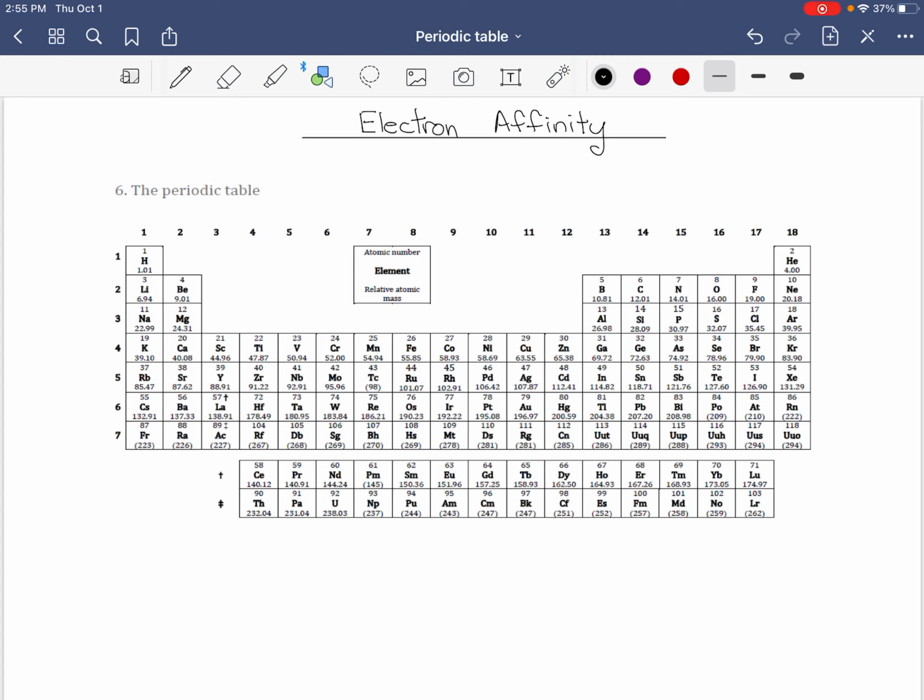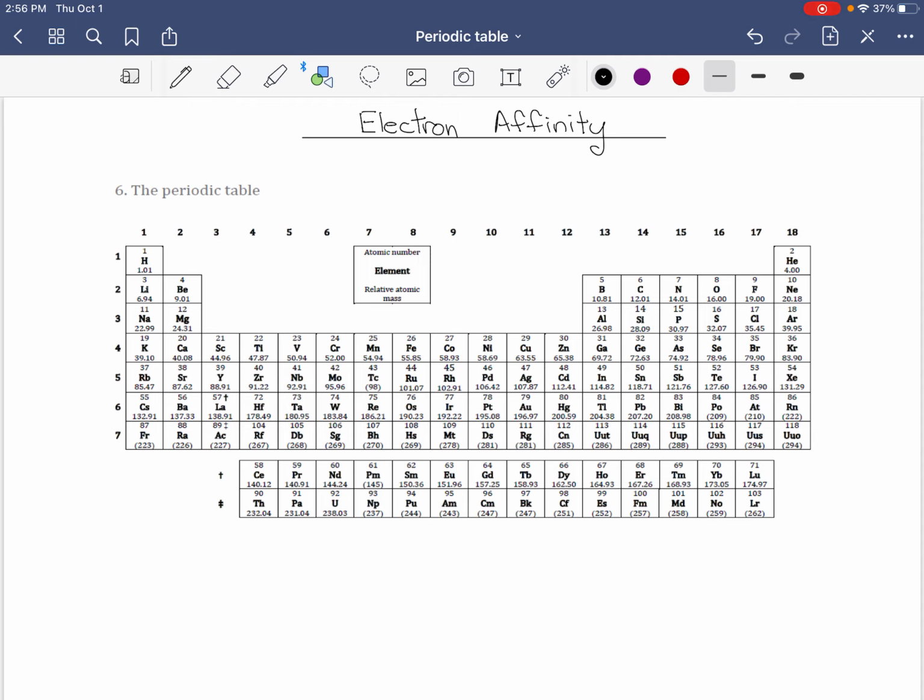Hey guys, so today's lesson is on electron affinity and electronegativity. So we're going to do two trends today. So far we've looked at a couple of big trends. The first one we looked at was atomic radius, and the second one that we just looked at was ionization energy. Well, that includes IE1, IE2, IE3. So let's review, I guess.